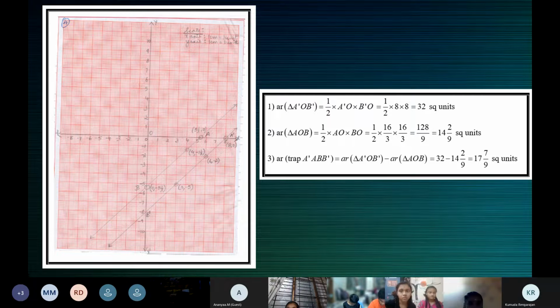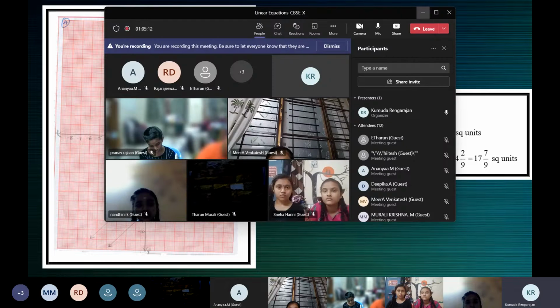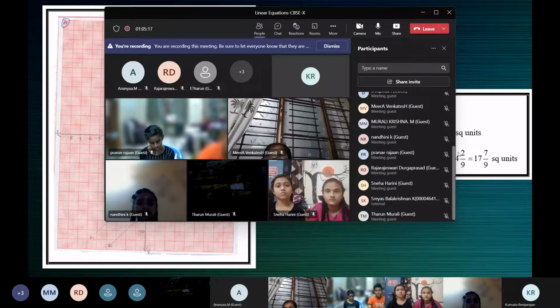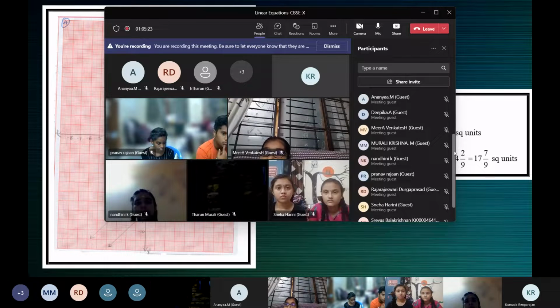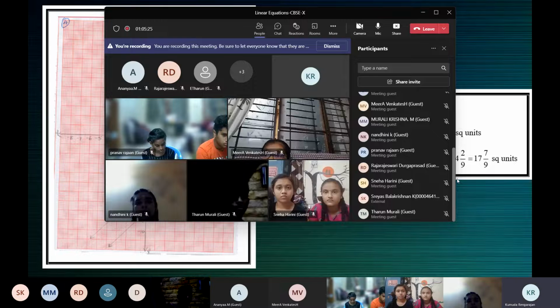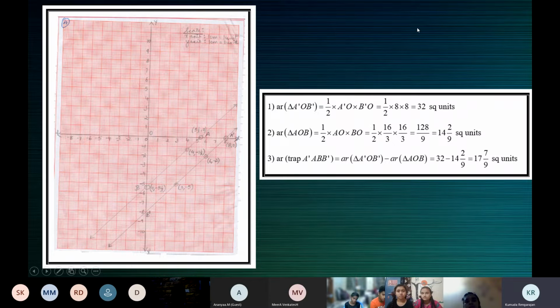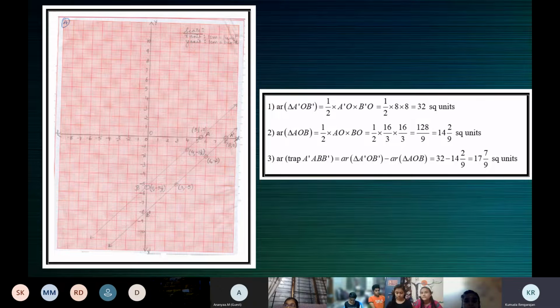Yes. Ma'am, we can also use the trapezium formula, ma'am. Yeah, but it becomes difficult to find the height of the trapezium. The formula to find the area of a trapezium is half sum of parallel sides into distance between them.